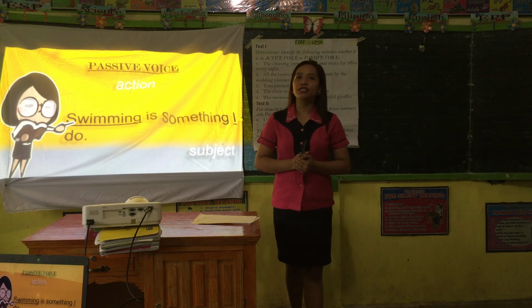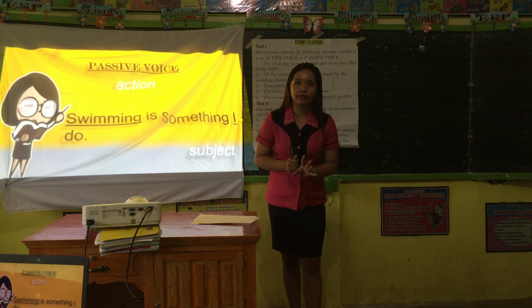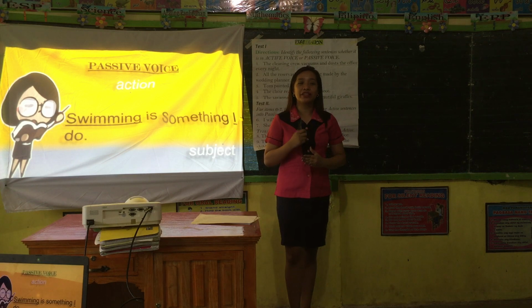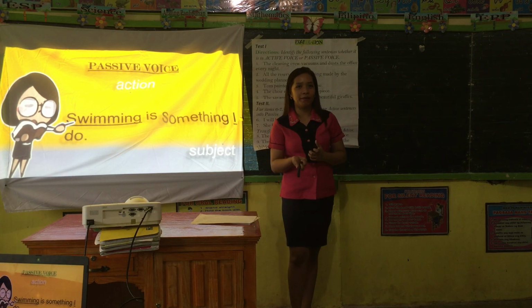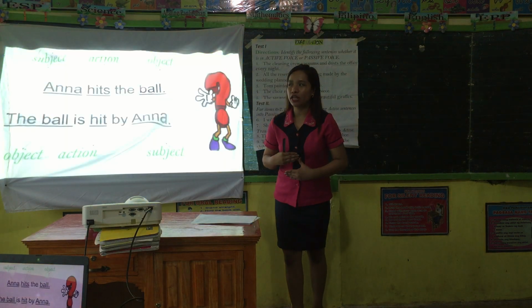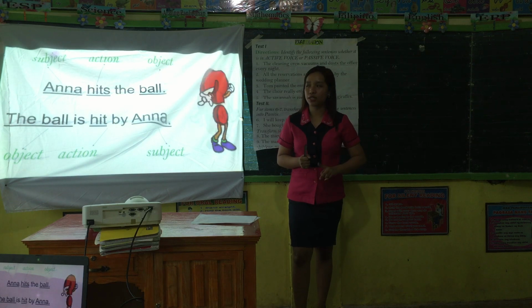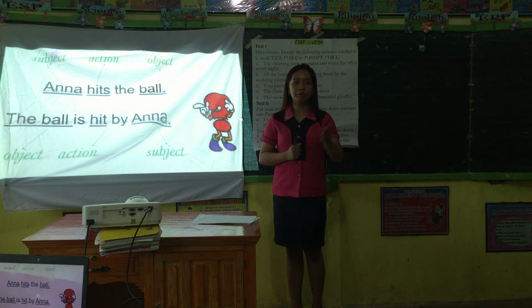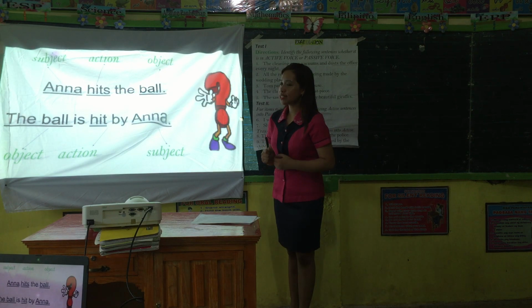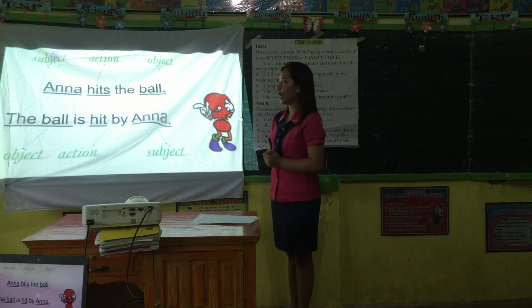Now, some sentences may contain objects. What is an object? Okay, very good. Object is the thing that is being acted upon. Now, I have here two sentences with the same message but written in two different voices. The first sentence reads, Anna hits the ball. The second sentence reads, the ball is hit by Anna.